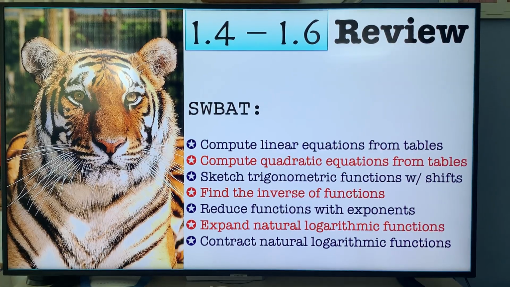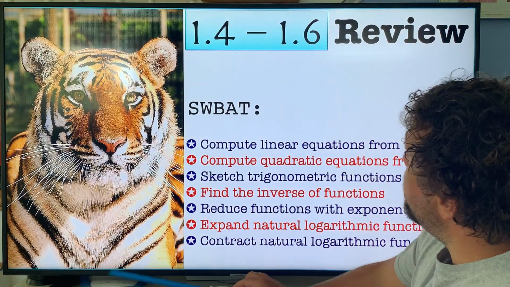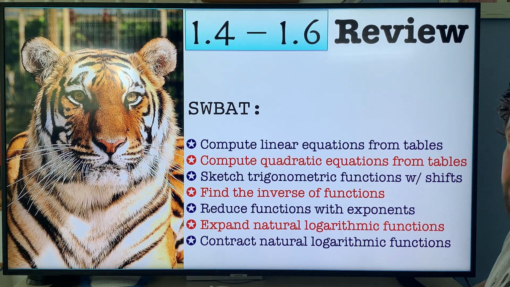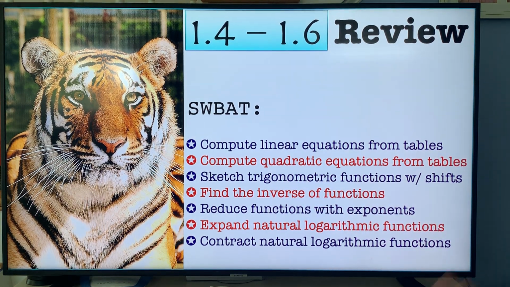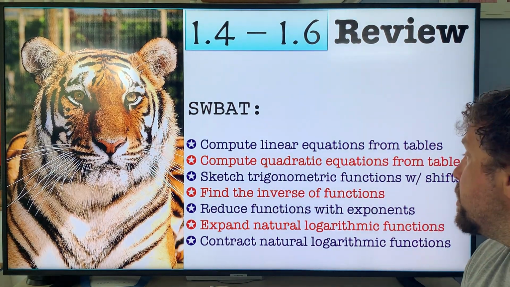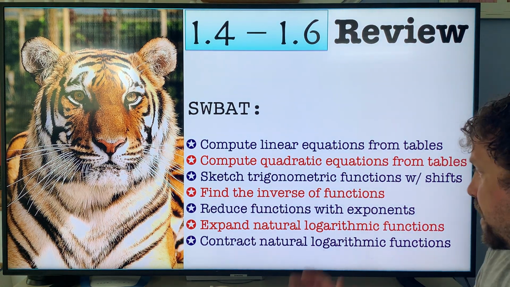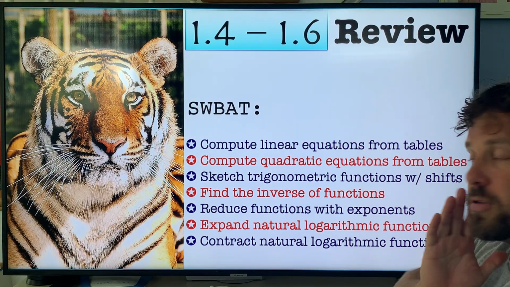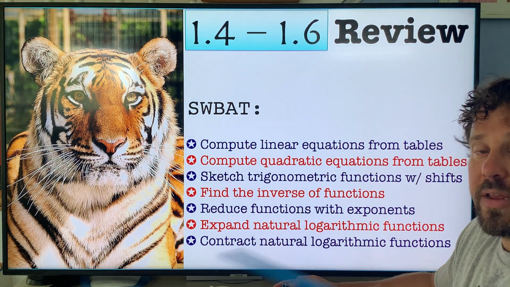And welcome to the end of our Chapter 1, Previewing Calculus. So today what we're going to do is a review. The review is going to be on computing linear equations from tables, computing quadratic equations from tables as well, both using graphing calculators, being able to sketch some trig functions with shifts, find some inverse functions, reduce any functions that had exponents inside them, expand any natural logarithmic functions, and contract any natural logarithmic functions. And we're all going to use the rules you have been learning from 1.4, 1.5, and 1.6.